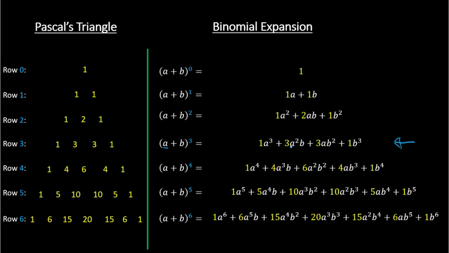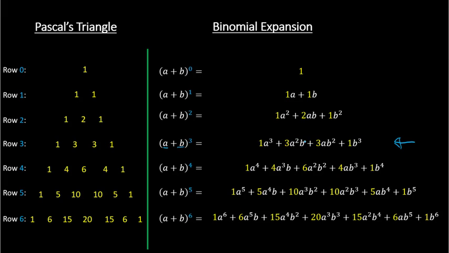And then for each term, the exponent with the variable a is going to decrease by 1. So notice in term 2, it's now going to be a squared. Third term is a to the first power. And the last term is a to the 0 power, or there's no a's. And then look at the b's, the second variable. We start with 0 b's in the first term. Then we have b to the first power, and then b squared, and then b cubed. The exponents keep increasing by 1.